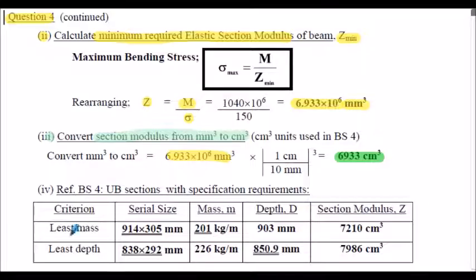There's my section. Least mass, 914 by 305 millimeters, 201 kilograms per meter. Section modulus is 7,210 centimeters cubed. And my least depth in this case is an 838 by 292 millimeters by 226 kilograms per meter. That was a section modulus of 7,986 centimeters cubed.